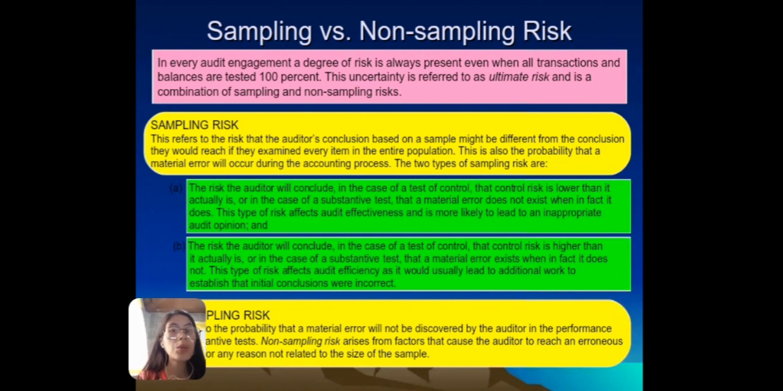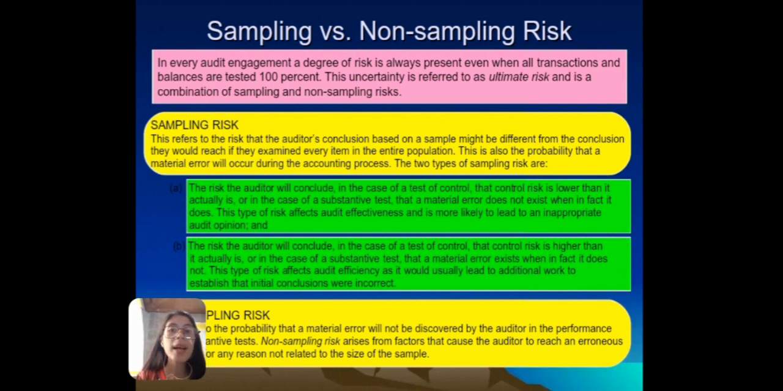The two types of sampling risk: first is the risk the auditor will conclude, in the case of tests of controls, that the control risk is lower than it actually is, or in the case of a substantive test, that a material error does not exist when in fact it does. This type of risk affects audit effectiveness and is more likely to lead to an inappropriate audit opinion.